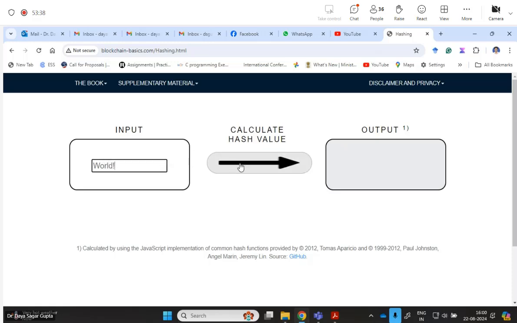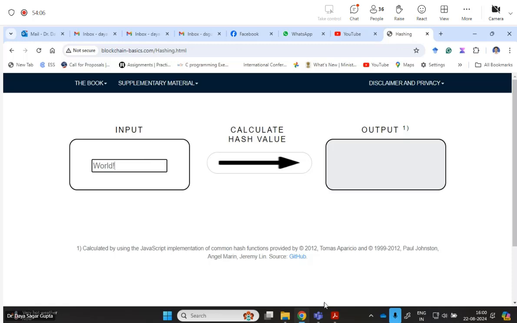Let us call it word. It is going to generate this hash value. I'm going to clear it and write word exclamation mark again. So it is going to produce the same output. But what is the process behind this code generation?